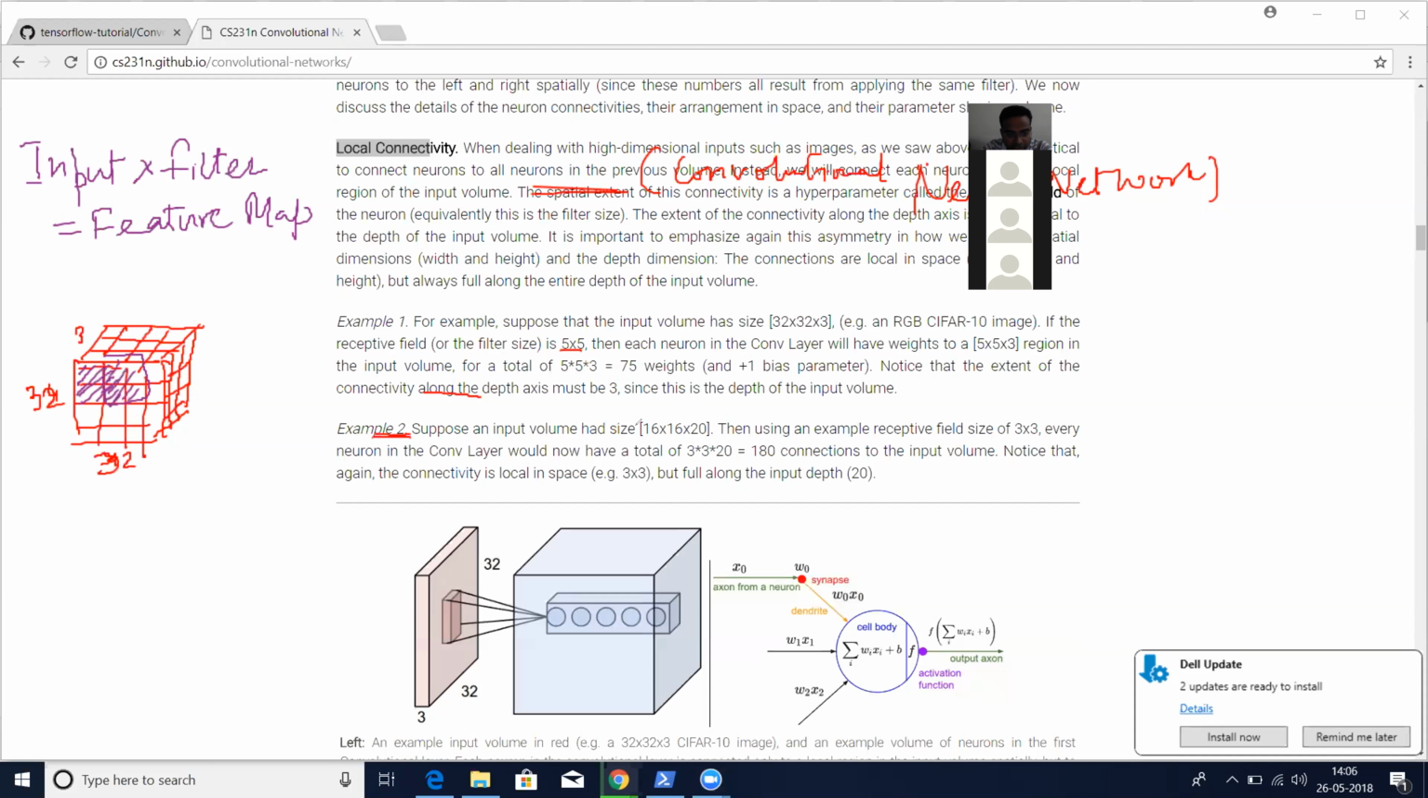Okay, so this is another example. Suppose you have an input volume of 16 cross 16 cross 20. Then you use a receptive field, which is a filter. Then you're using a 3 cross 3 filter. Okay, then what is the output that comes out of this? On multiplying this with each data, you're getting an output of 3 cross 3 cross 20, right? Okay, that is your convolution.